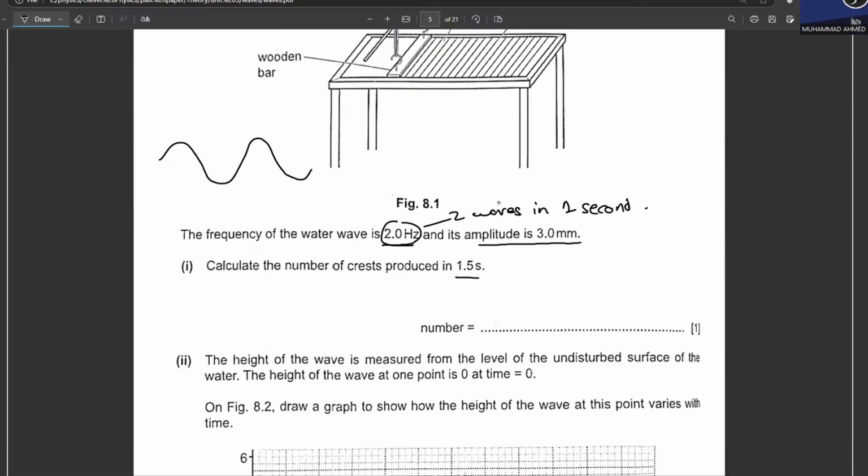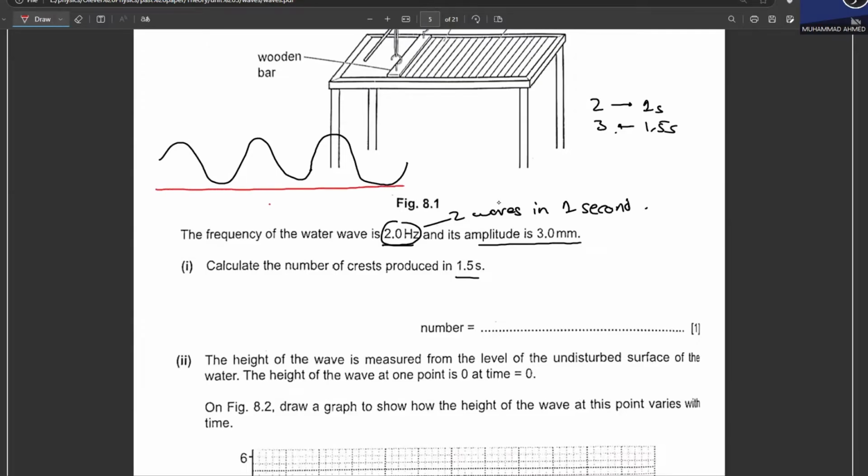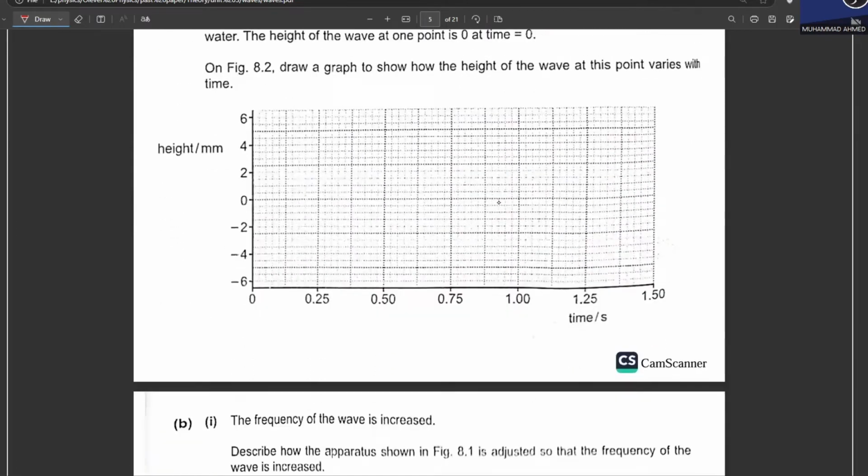So if a time period of 1.5 seconds is elapsing, what will happen? If two waves are getting produced in 1 second, 1.5 seconds will have how many waves? 3 waves. Simple ratio method. So you will have 3 waves in 1.5 seconds. This is 1.5 seconds. Okay. How many crests can you see in 1.5 seconds? 1, 2, and 3. So the number of crests in 1.5 seconds is 3. Let's move on to the next thing.